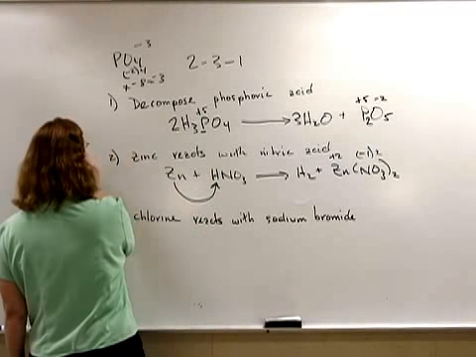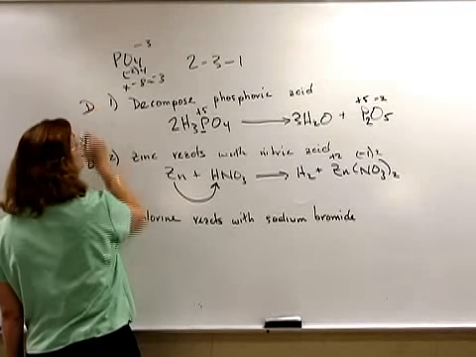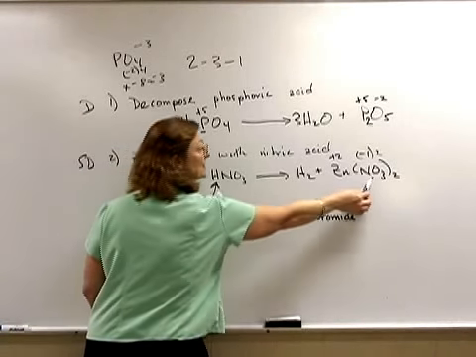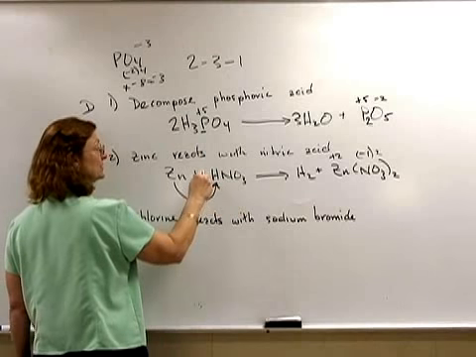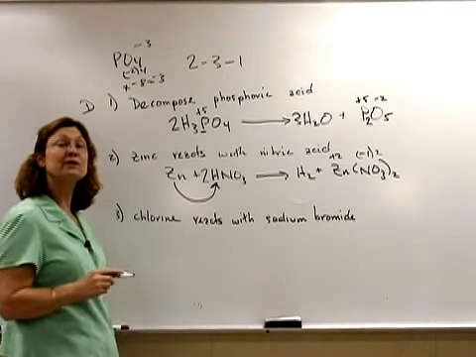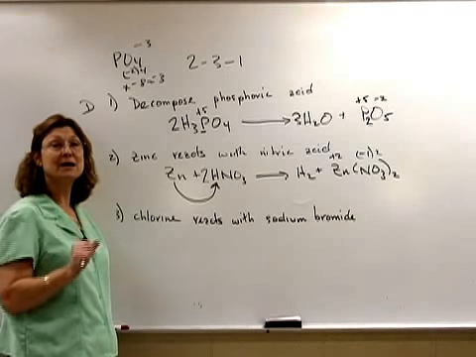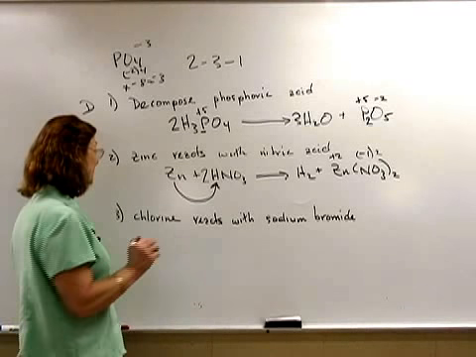This is a single displacement, and the first one was a decomposition. Now we have 2 nitrates here, and therefore I need 2 nitrates, and I must put a coefficient of 2 in order to balance that equation.